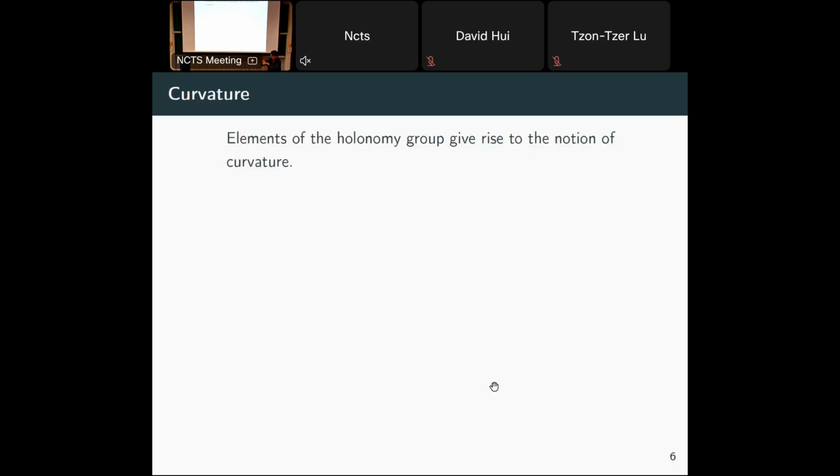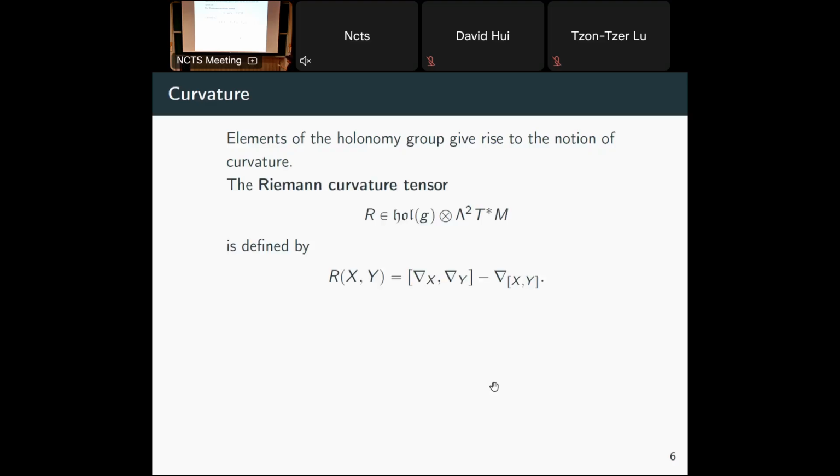It won't coincide, depending on the geometry of your manifold. And that's precisely because of the curvature of your space, of your manifold. So the holonomy group, or rather the idea of parallel transport, gives rise to the notion of curvature. So of course, this is the classic Riemann curvature tensor, which you can think of as the Lie algebra of the holonomy group tensor with the space of two-forms.